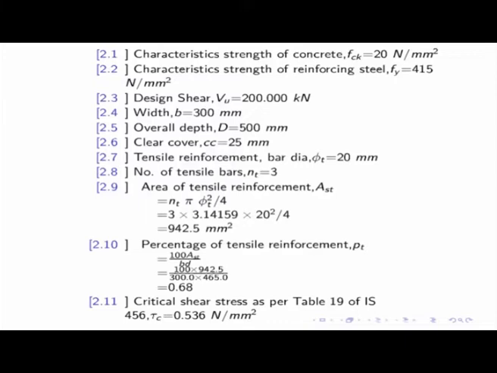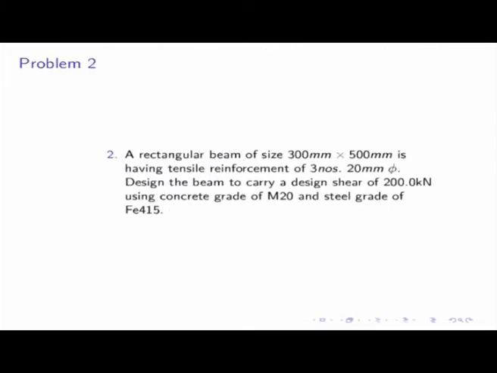So now, characteristic strength of concrete again fck 20 Newton per square millimeter, characteristic strength of reinforcing steel fy 415 Newton per square millimeter, design shear 200 kilonewton, width 300 millimeter, overall depth 500 millimeter, clear cover 25 millimeter, tensile reinforcement that is provided 3 numbers of 20 millimeter. That we have already told, because first we check the bending. So 3 numbers of 20 millimeter, that is already informed.